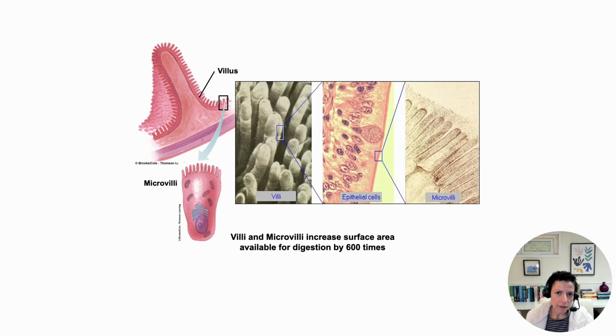And if we look at all of this layering of villi and microvilli and coiled small intestine, what we find is that this increases the surface area available for digestion and absorption by a factor of 600, so 600 times. And that's compared to just having a flat surface be the mucosal lining of the small intestine. So it dramatically increases the surface area available for both digestion and absorption.